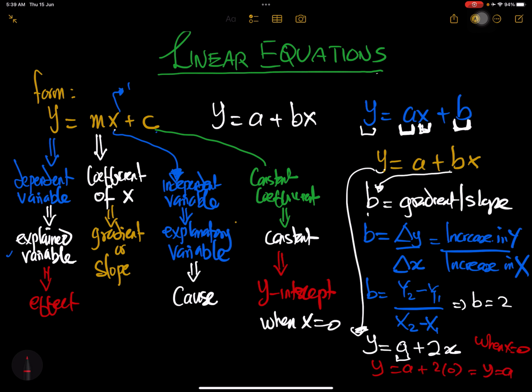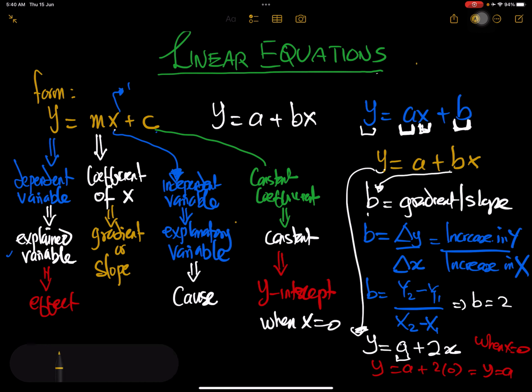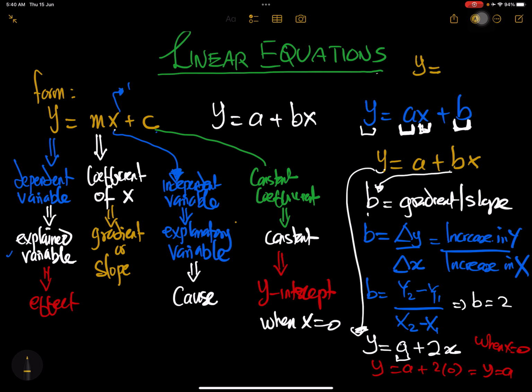So now we get a and we come and plug in. Once we plug in, we're going to have something like this: y equals the a that we got, maybe a value that we don't know, maybe negative 2, plus 2x. And then there we have it. So that's how we work for a linear equation. That's how we are able to derive a linear equation.